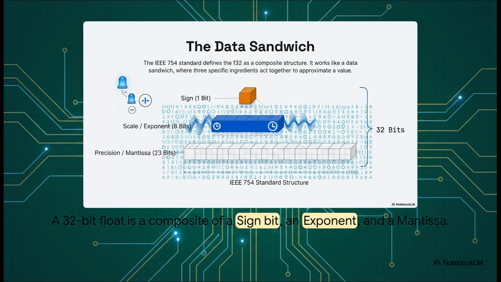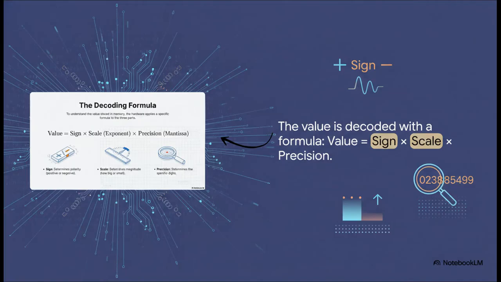First up, you've got a single bit that just handles the sign, positive or negative. Next, there's an 8-bit chunk that controls the scale. We call this the exponent. And finally, the biggest part, 23 bits, defines the precision, or what we call the mantissa. Each piece has a very specific job. Now these three parts aren't just stored next to each other. The hardware combines them using a very specific formula.